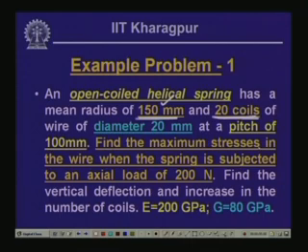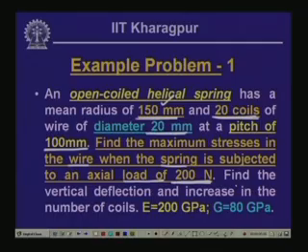So, the number of turns, capital N, is 20, and the diameter of the wire is 20 millimeter at a pitch of 100 millimeter. This is the small p. You will have to find out the maximum stresses in the wire when the spring is subjected to an axial load of 200 Newton.